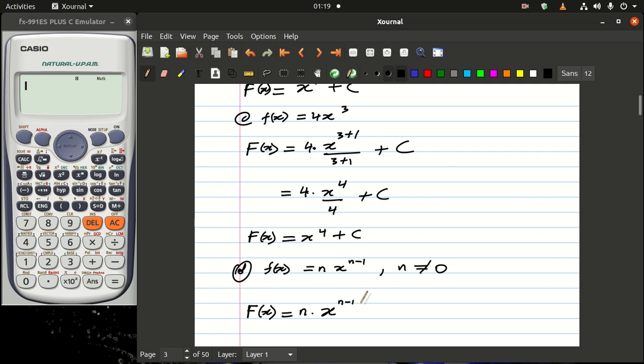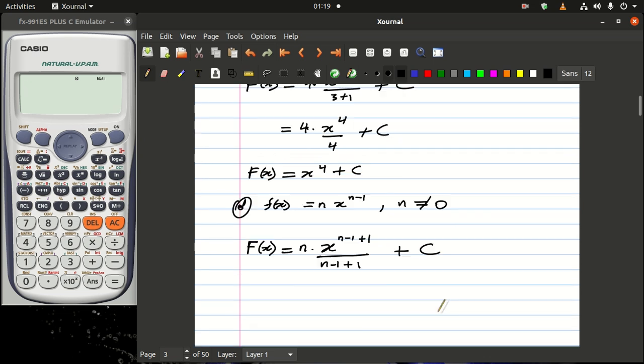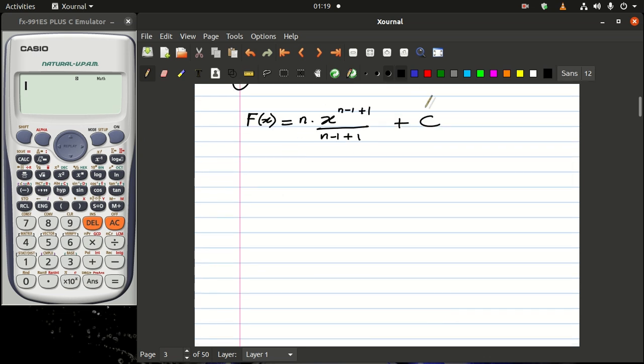So the first thing that we're going to do, we will add a 1, and then we will divide by this new exponent, which is n minus 1 plus 1, and then we have that constant of integration, because we don't know. It might happen that it was a 0, 5 or anything, but it must be there, because we don't know what that constant was.